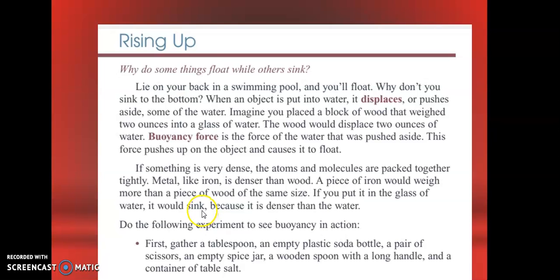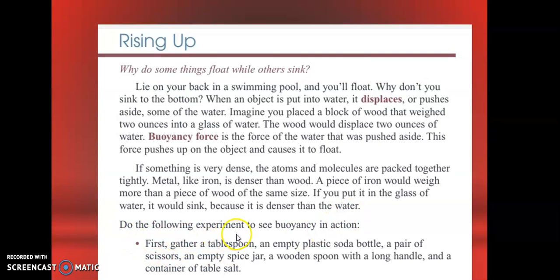What does dense mean? It is the form of an object, whether it is heavy or not heavy, and its consistency or body. For example, the density of one car is not the same as the density of one bus. It's very different. The bus is heavier than the car. So iron, the metal, is denser than wood. A piece of iron will weigh more than a piece of wood of the same size. If you put it in a glass of water, it will sink because it is denser than the water.